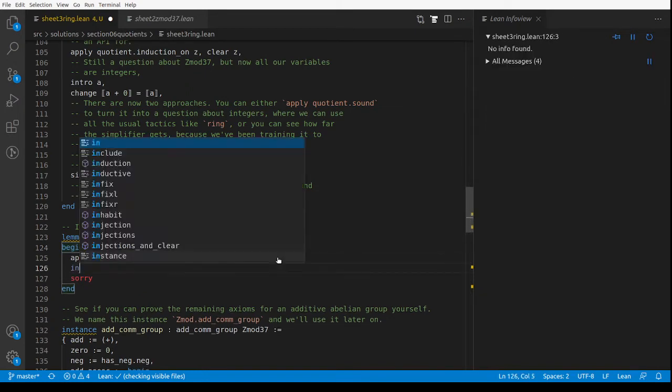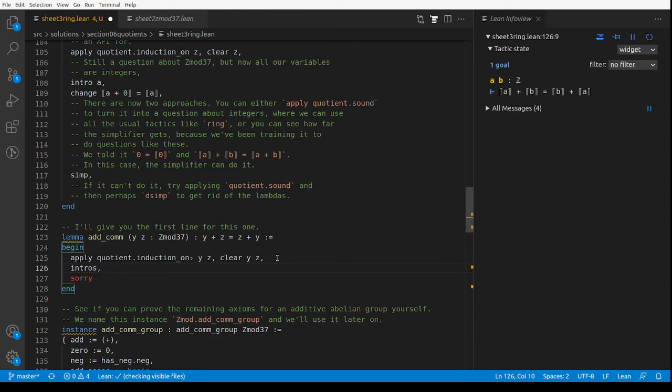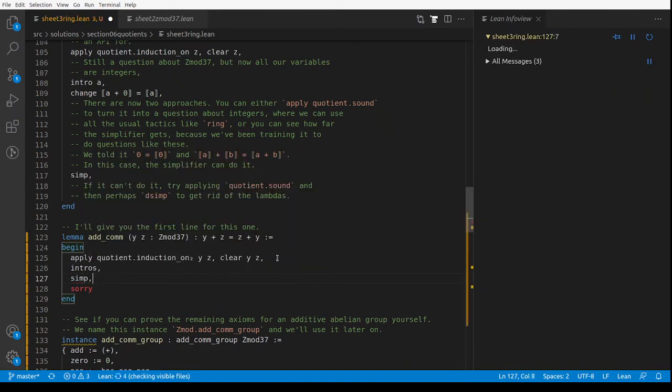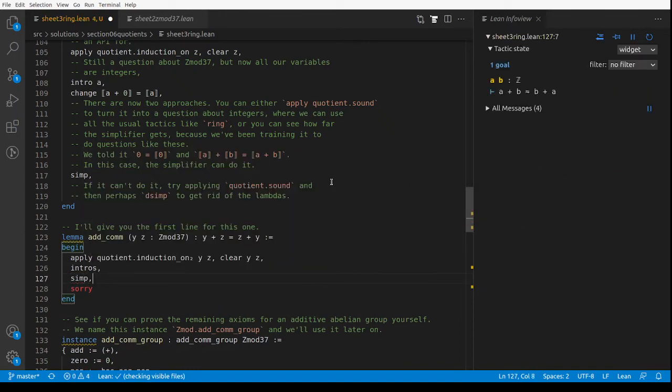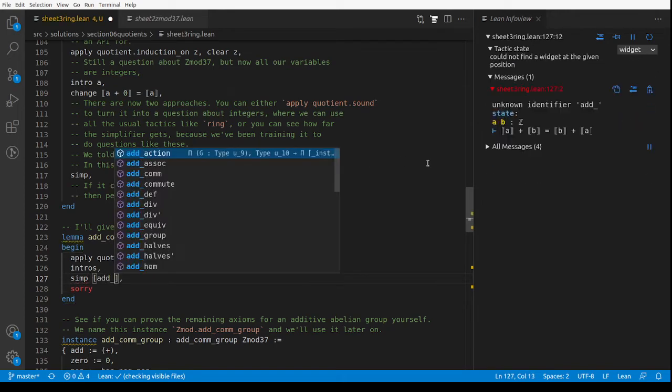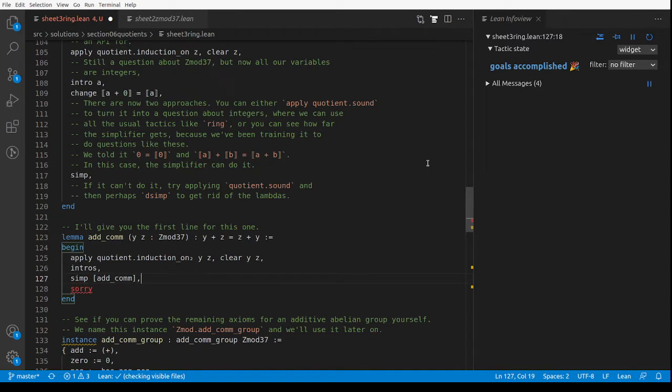And then intros. Now we could try the simplifier. You see, the simplifier doesn't do it. But if we told the simplifier about add_comm, yeah, you see. Isn't that funny? We were trying to prove add_comm, but we somehow solved it using add_comm. That sounds a bit circular, doesn't it? It looks like something dodgy happened.